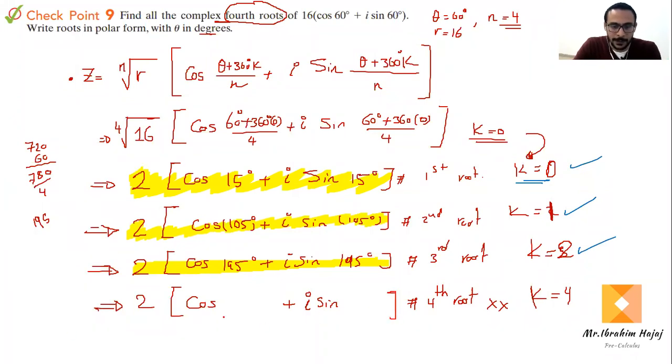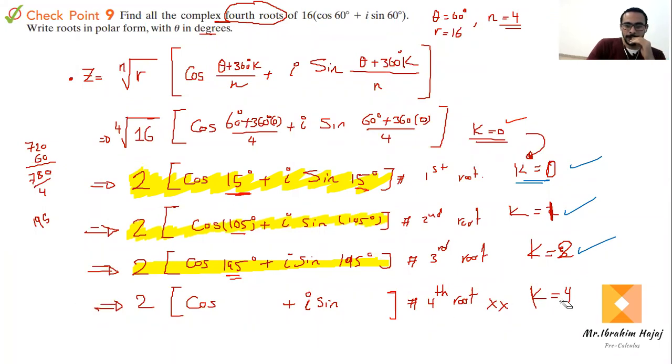The class is in the Balala land. Mister, I have a question, please. Yes. Mister, how did we get bigger numbers in each root? Like in the first root you got cosine 15, and in the second root we got cosine 105. How did we get it?